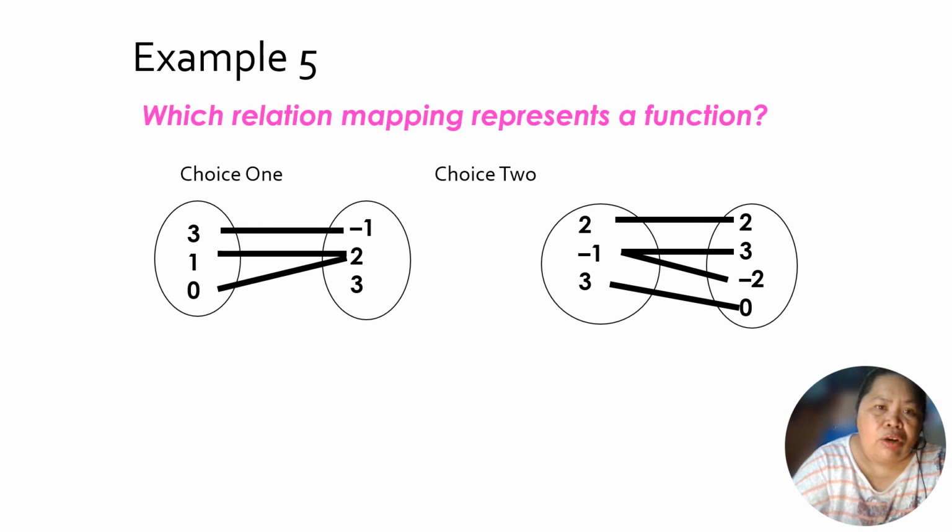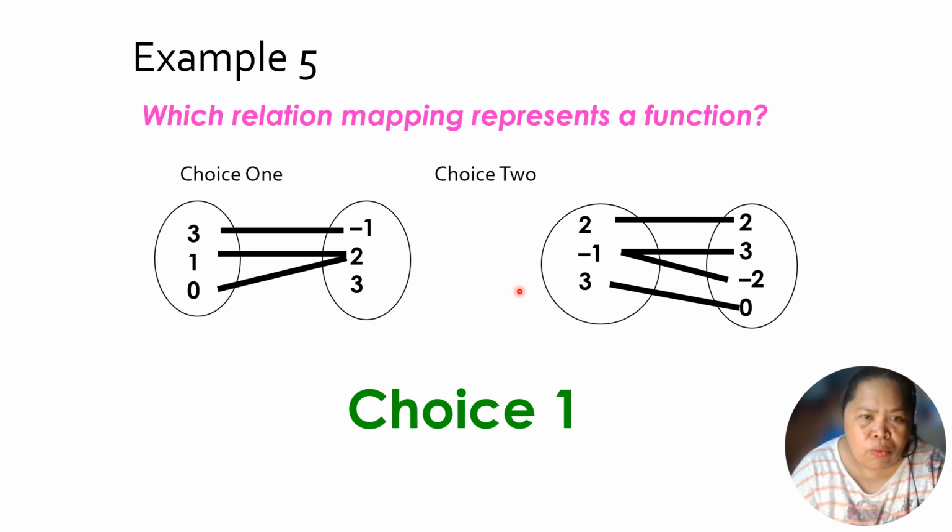Okay? Now, which relation mapping represents a function? Choice 1 or choice 2? Our answer would be choice 1. Why? Because each of our x coordinates has only one partner, unlike y. It's okay for y to have two partners, unlike x. It's not possible for x to have two or more partners like that. It's not a function.